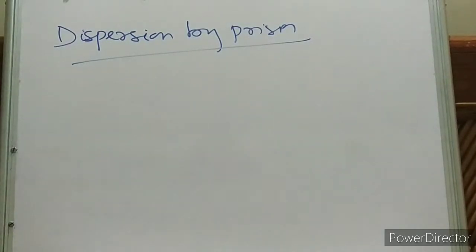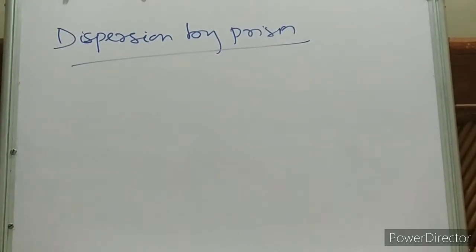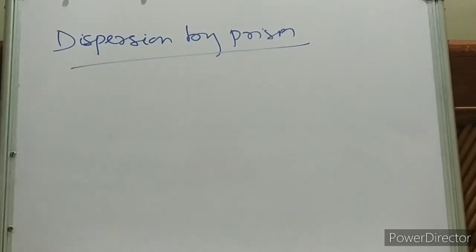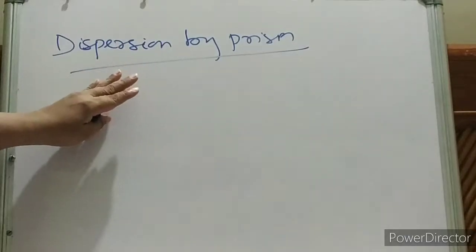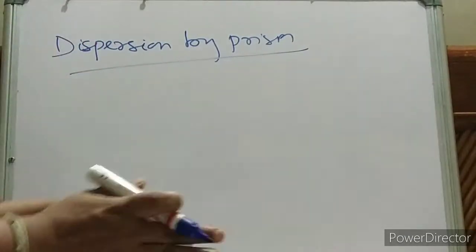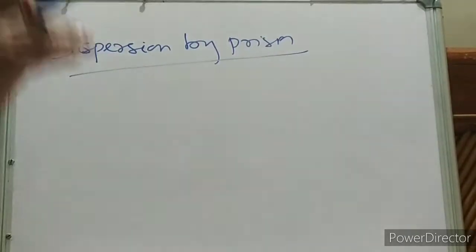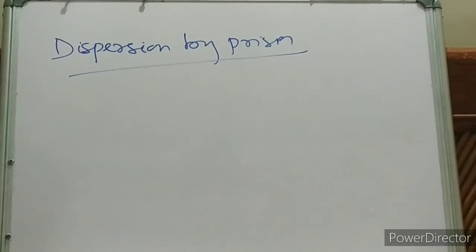So what is dispersion, by the way? You have studied in class 8, I think. Dispersion is a phenomenon, a splitting of white light into its constituent colors on passing through a glass prism. That is the dispersion of white light.